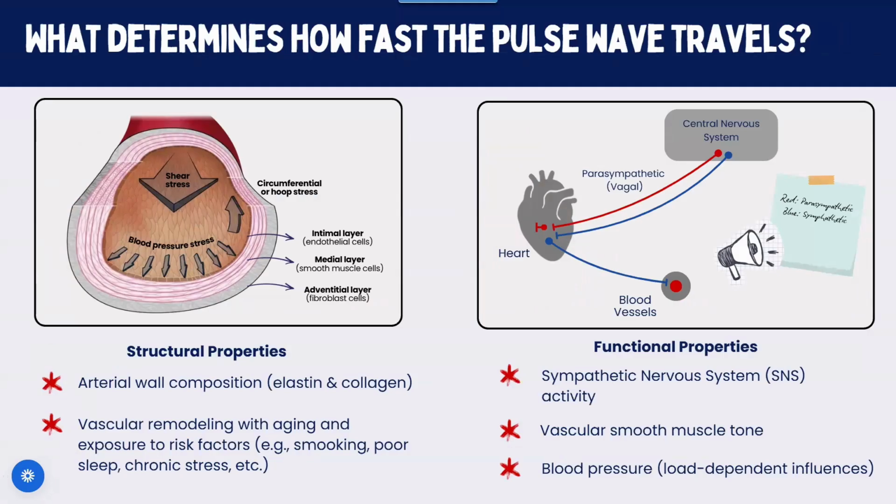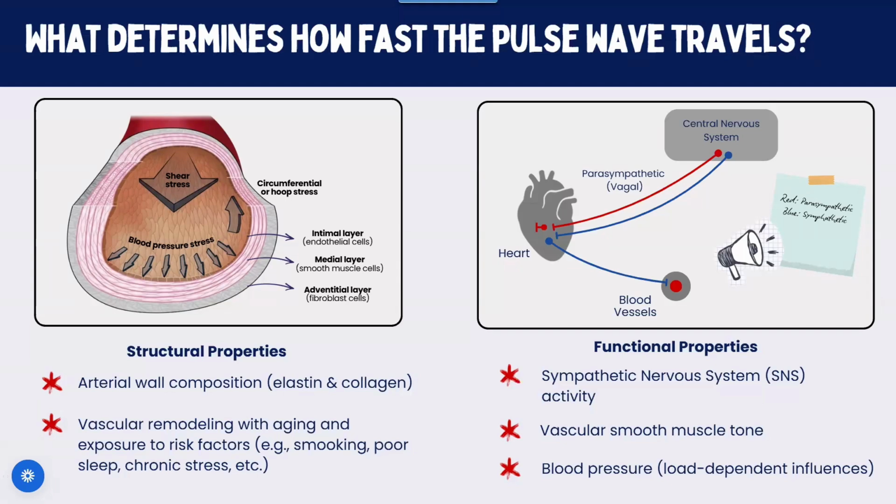So outside of just the anatomy, I want to talk about what determines how fast pulse wave velocity travels. This is really broken down into both structural and functional properties. When we're thinking about structural properties, these are going to be changes that will take effect over time. One thing to note is that, again, we need to ground it in the physiology.